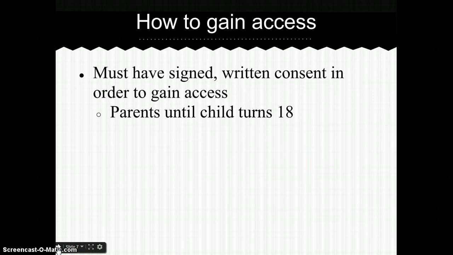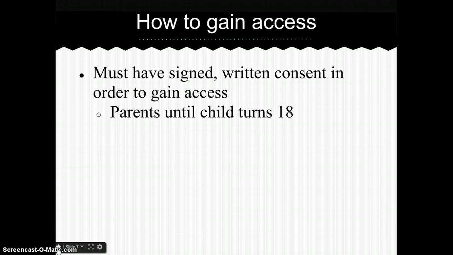How can someone gain access? You must have a signed written consent in order to gain access to these educational records. That is generally given to the parents, so parents have all access to this information until the child turns 18. Once they turn 18, then all that access is turned over to the child, and we all have those parents who want to be involved, but actually once the child turns 18 they are in charge, and parents must have written consent in order to gain access to, for example, a student's grades.